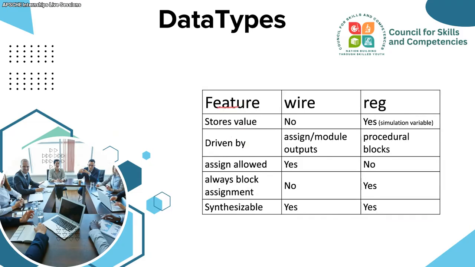When it comes to storage, the wire cannot store the value, but reg can. It is driven by procedural blocks, that is, the initial block or always block. In an assign statement you cannot use reg. In an always block assignment, we cannot use wire, but we can use reg. Both are synthesizable.